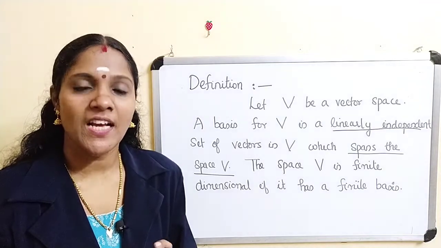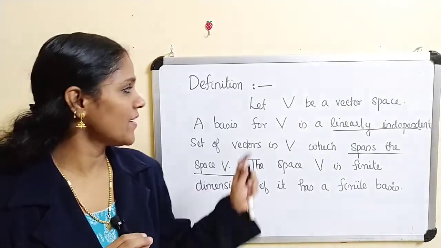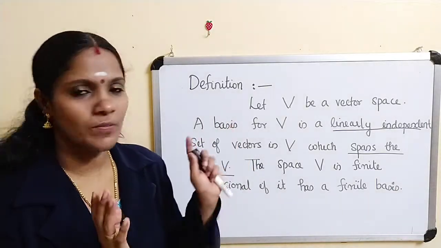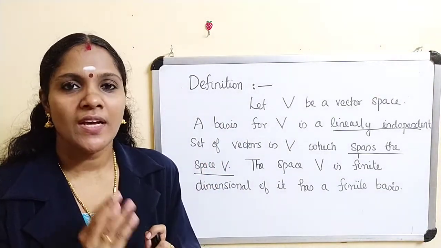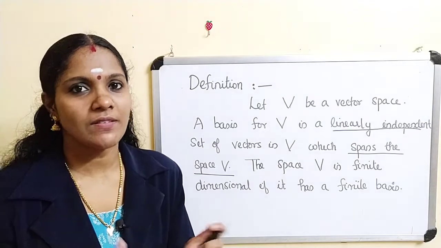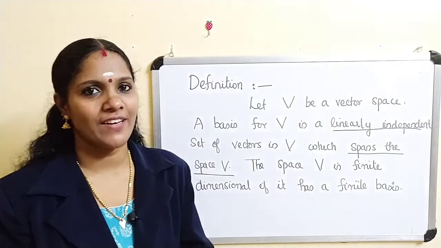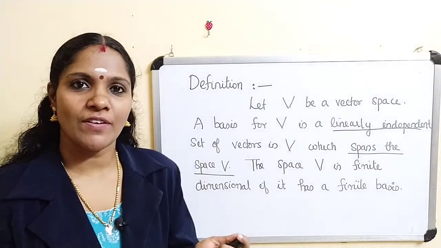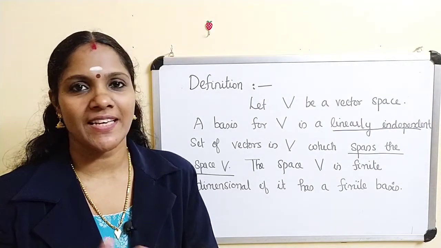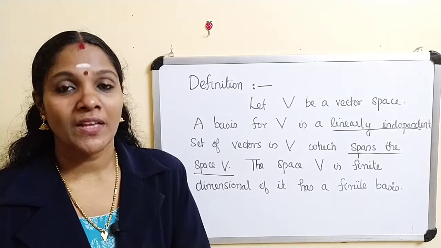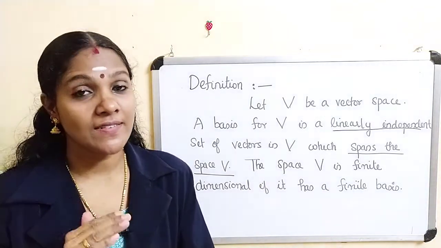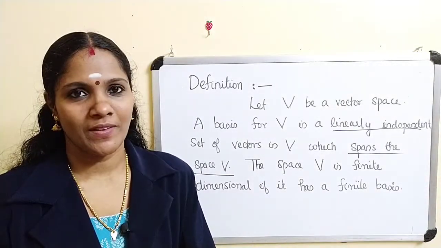What is the meaning of that? For B to be a basis, it must be a linearly independent set. That means if you take any vectors alpha 1, alpha 2 etc. alpha n in B, then C1 alpha 1 plus C2 alpha 2 plus etc. plus Cn alpha n equal to 0 implies Ci equal to 0 for every i. Now the next condition is that the set spans V.